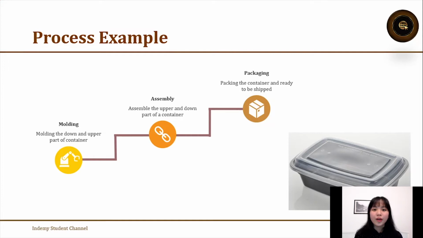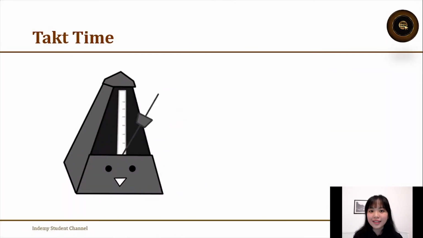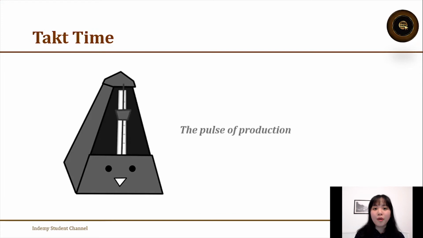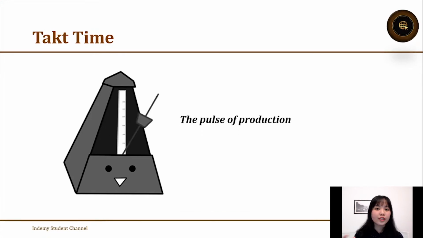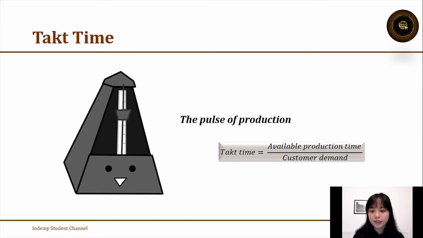Now we start with takt time. What is takt time actually? Takt comes from a German word which means beat in the music, or pulse. So takt time itself is the pulse of production. For example, if every 5 minutes a product is produced, this takt time is 5 minutes. It can also be said as a target for the production that shows how fast the production should be to meet the demand.